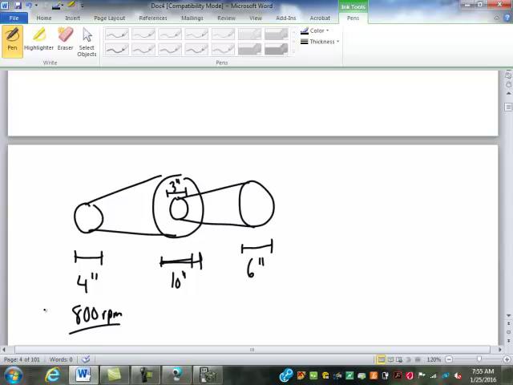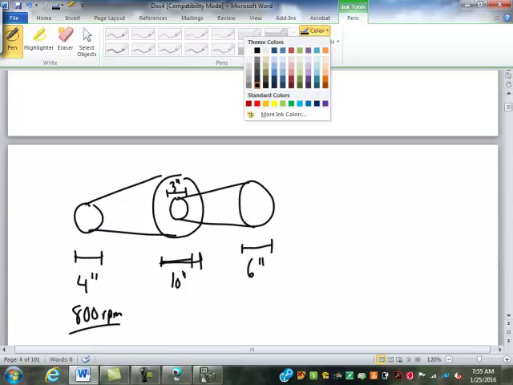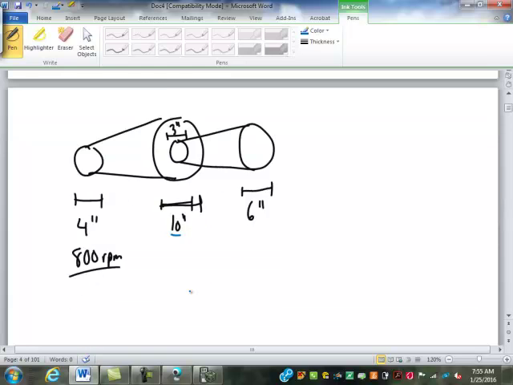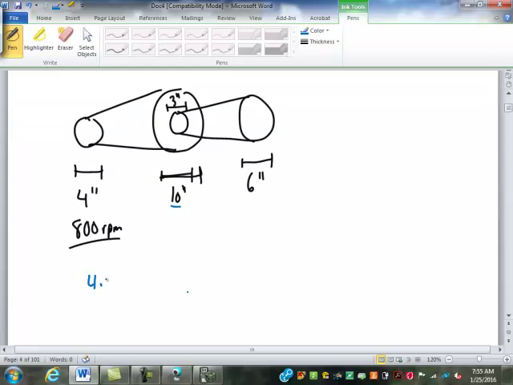Let's say a peak. So we're going to find the RPM of the 10-inch one first. So it'll be 4 times 800 equals 10 times blank, right? You get 320 RPM for that.